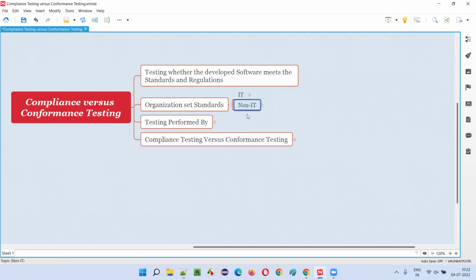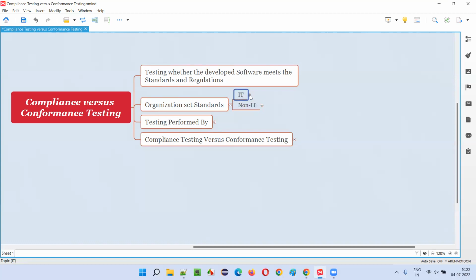Non-IT means it's a physical product or anything that you can easily purchase in the market, like a television or any item, a water bottle or whatever you can purchase in the market. It is not software, but still it has to follow some standards. In the market, for customers to purchase it and believe that it is a good product, it has to have some standards. Like that, we can categorize IT and non-IT.